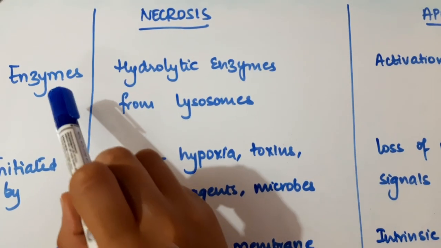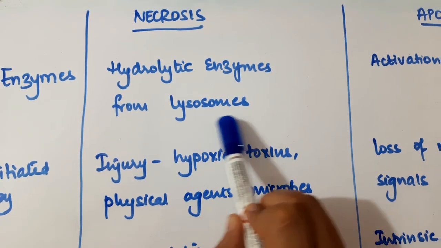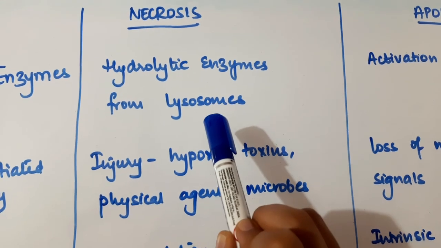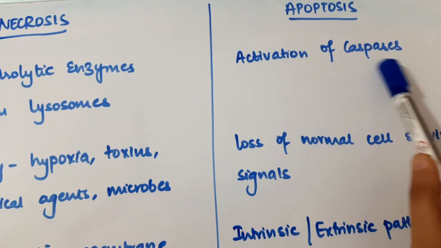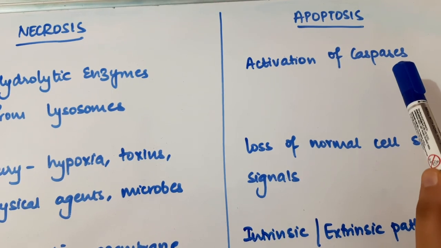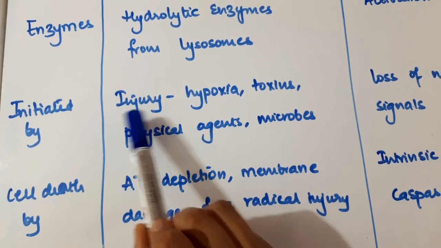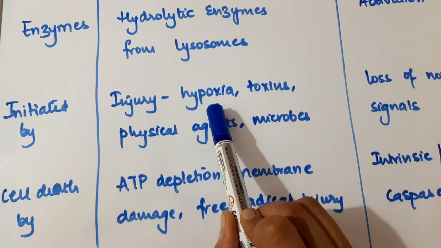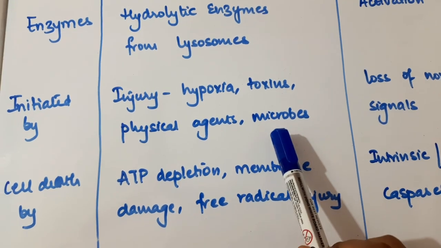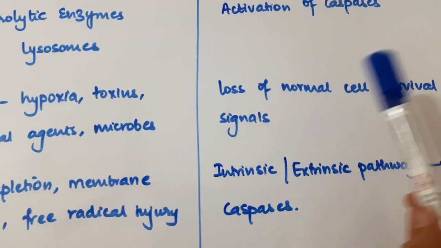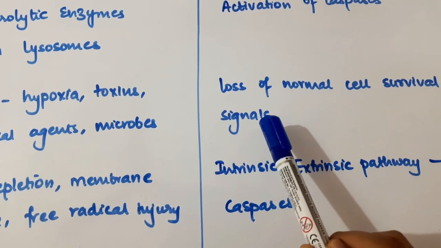In necrosis, the enzymes involved in the process are hydrolytic enzymes, which are derived from the lysosomes of the dead cell or the dying cell. Whereas in apoptosis, the enzymes involved are special enzymes called caspases. Necrosis is initiated by injury to the cell. So it could be a hypoxic injury, injury due to toxins, physical agents, chemical agents, and microbes. Whereas apoptosis is initiated by a loss of normal cell survival signals.